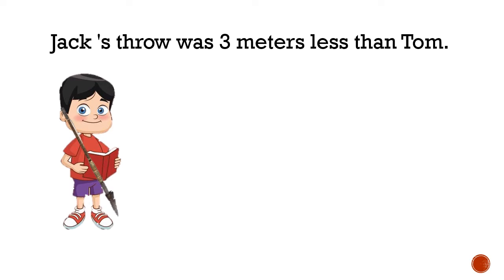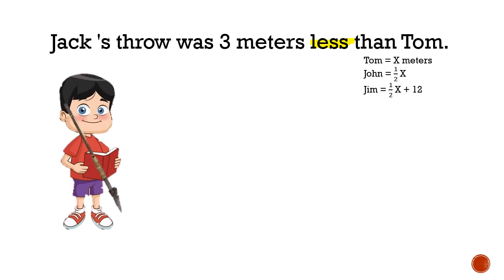And next we have Jack's throw was 3 meters less than Tom. So we recall again our values from the previous slides. We have Tom, which is equal to X meters, John, which is equal to 1/2 of X meters, and Jim, which is equal to 1/2 of X plus 12 meters. So what do we mean by less? It's less than Tom.